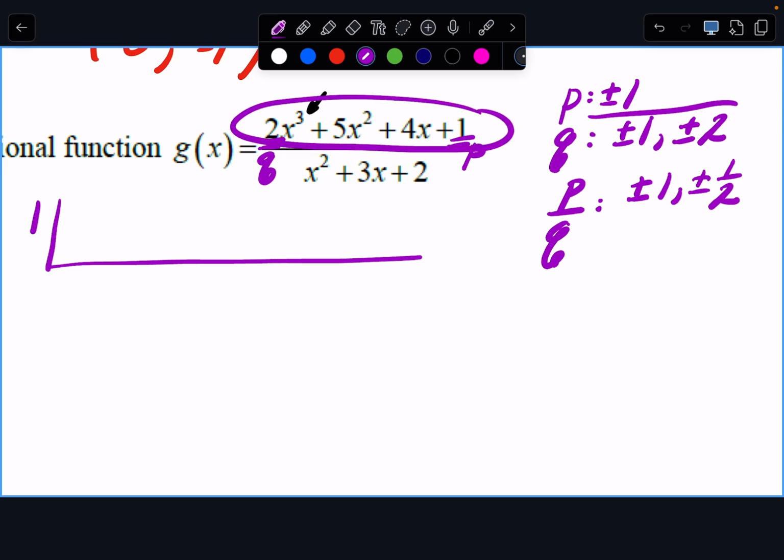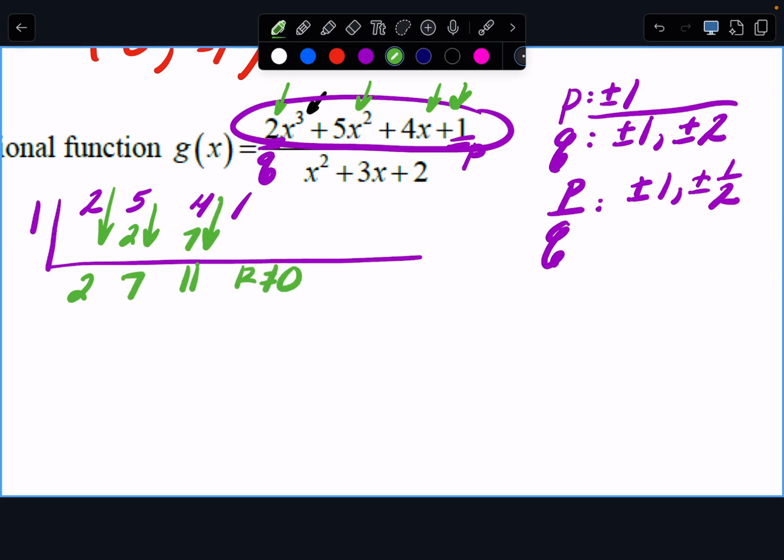I'm just looking at the top right now, remember. I'm just focusing on the top. So then I put in coefficients 2, 5, 4, 1. We're looking for a remainder of 0. Wait, I better make sure I'm not missing anything. 3, 2, 1, constant. Okay. Add straight down, multiply up. Add straight down, multiply up. Is the remainder going to be 0? I can see it's not going to be 0. Do you guys see what I'm saying? So I'm like, okay, it's not 1. Let's try negative 1.